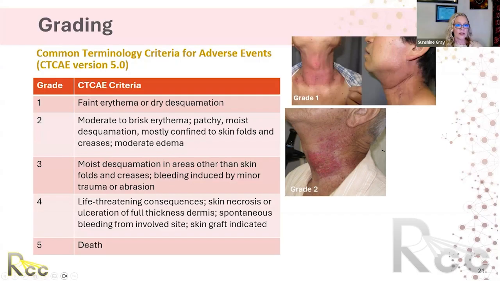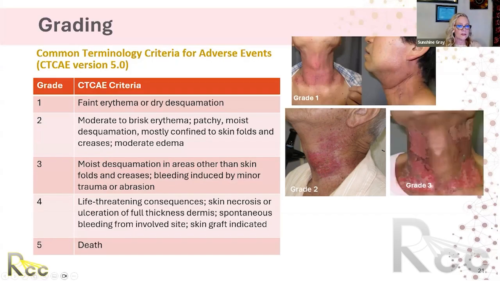Grade 2, we're talking about moderate to brisk erythema. And I'll talk a little bit more about what brisk erythema means, but it's patchy, moist desquamation, not always moist desquamation, but typically if we do see the moist desquamation, as you can see with the arrow here, it's mostly confined to the skin folds and creases. And there's a moderate amount of edema here. So it's really beginning to look angry.